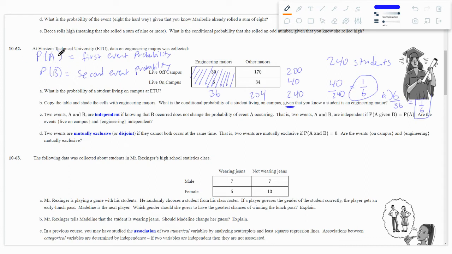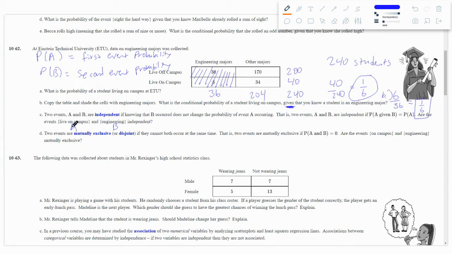So whatever is mentioned to you first, that's your A. Whatever is mentioned second is your B. So when I read the rest of the question in part C, it says, are the events live on campus and engineering independent? Live on campus is the first thing that's mentioned, so that's A. Engineering is the second thing that's mentioned, so that's event B.